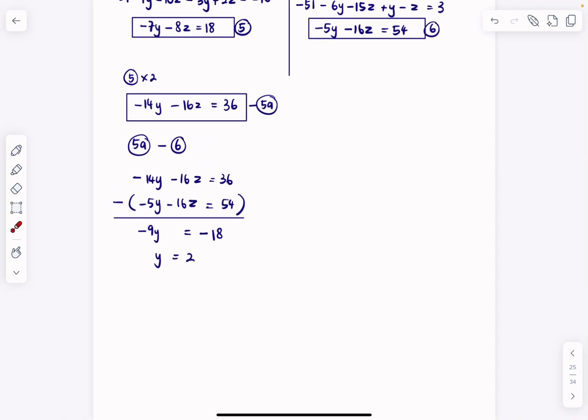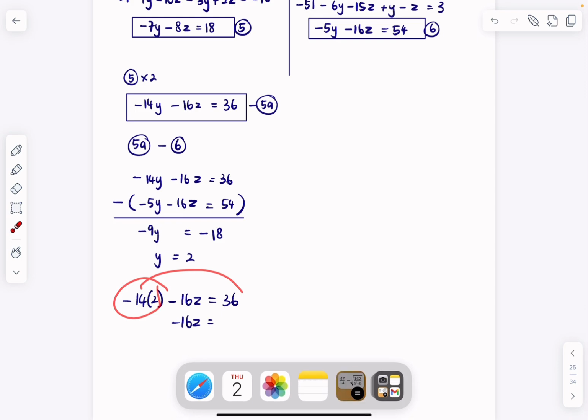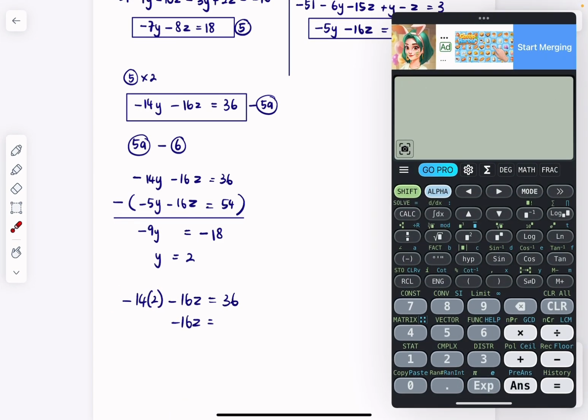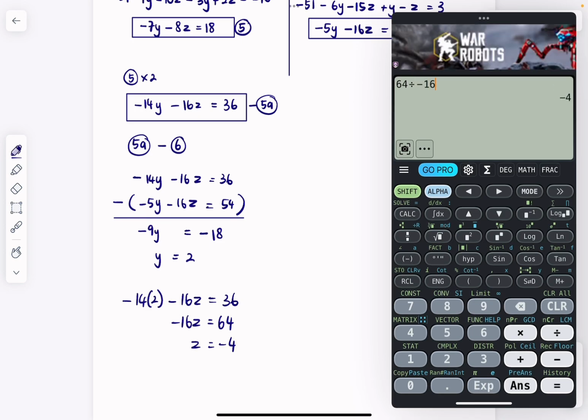Once we get y already, we can try to find z. We can sub this into here and we can find z. So you can say negative 14y, or negative 14 times 2 minus 16z is 36. So this, we bring that side. Negative 14 times 2 is negative 28. So 36 plus 28 is 64. Therefore, z is 64 divided by negative 16, negative 4. Right. Y and z done.